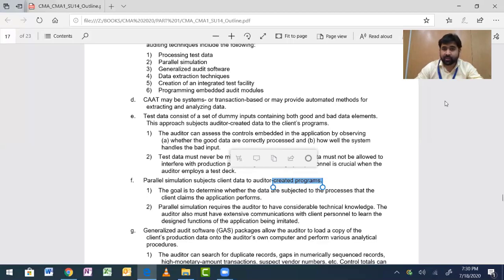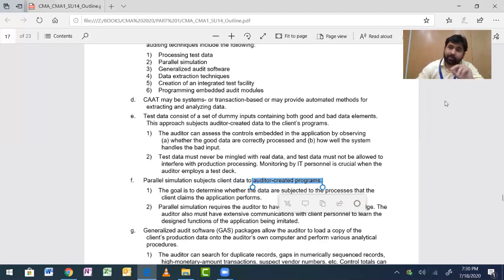Now, what we are talking about is parallel simulation. It means you will take the client data, the folder of the client, and put it in some other program. Maybe you have made your own program or some audit-related program where you put the file and open it from there, so that you can see whether there is any difference from the original output we have got, like the balance sheet and P&L, has that changed or not. So it has been through an automatic check through this program.